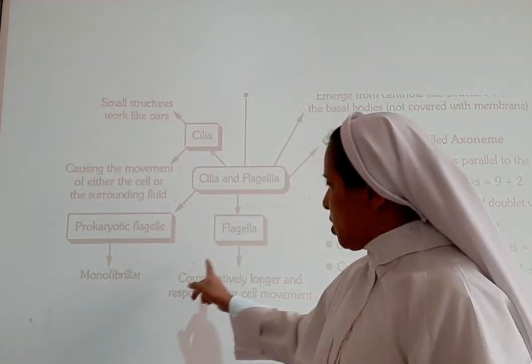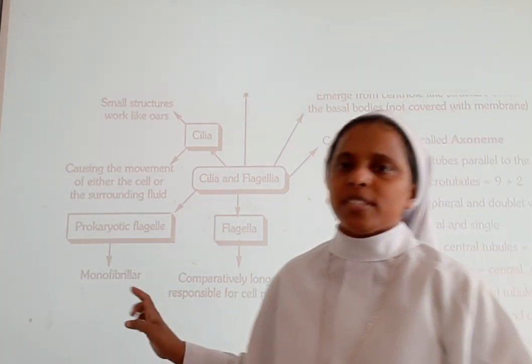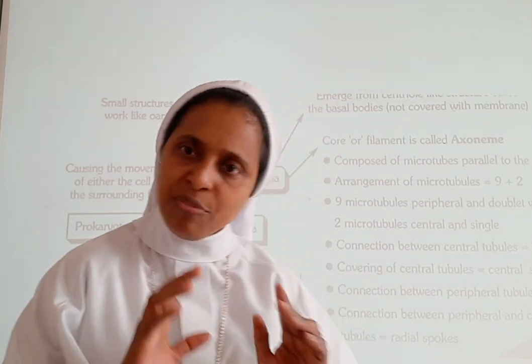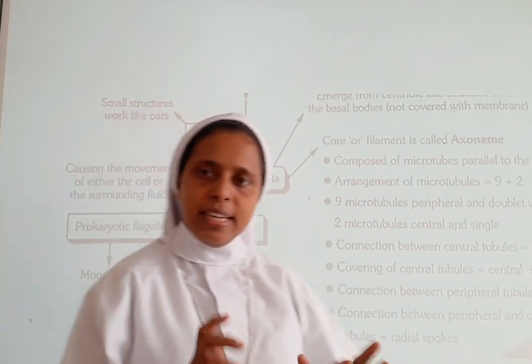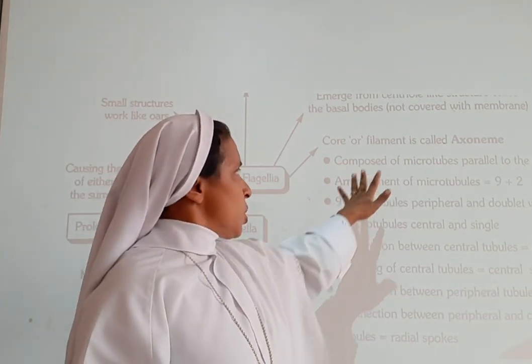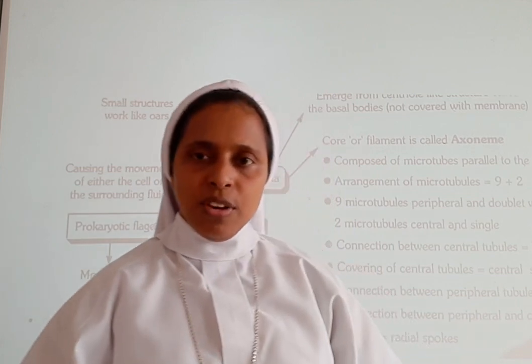In the case of flagella, we know that it is comparatively longer and responsible for cell movement. Cilia and flagella are both for motility, movement from one place to another. So the core filament is termed the axoneme. That's all. We are moving forward to centrosomes.